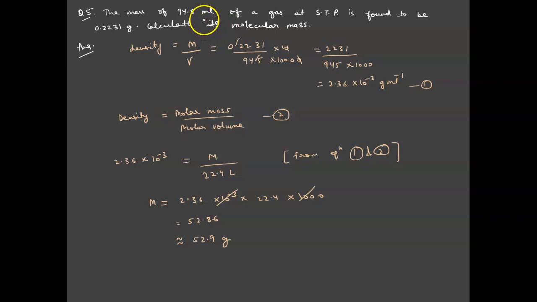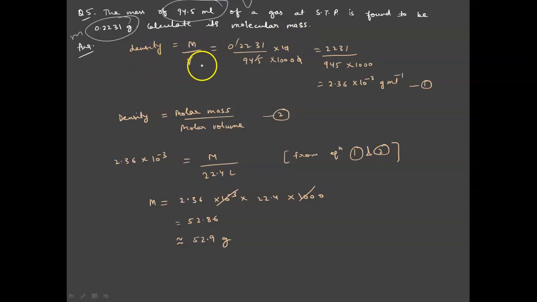Next question. The mass of 94.5 ml of gas at STP, that is standard temperature and pressure, is found to be 0.2231 gram. Calculate its molecular mass. So what is given is the mass and the volume, 94.5 ml, and we have to calculate the molecular mass of the gas. First of all, we will use the formula of density, which connects mass and volume.